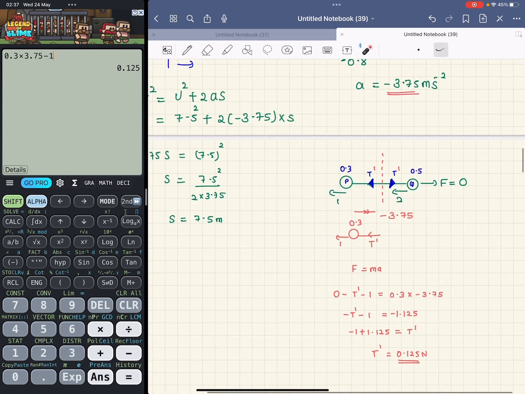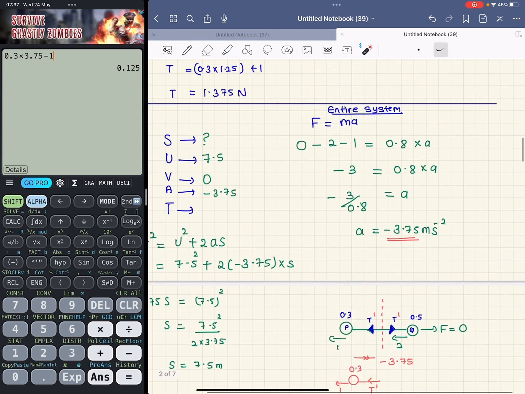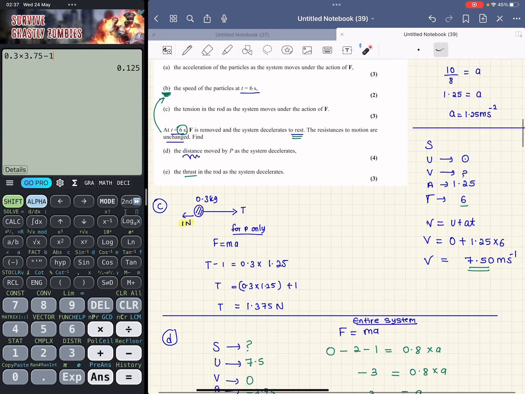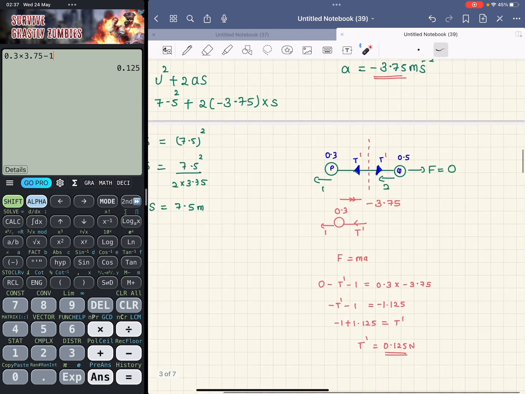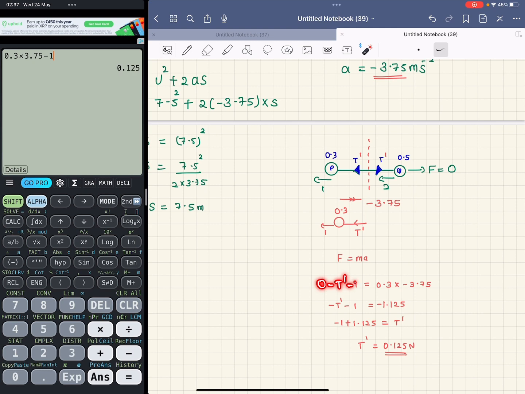And you may observe that I have put the arrow the other way around. In the previous question, when I was finding the tension, I did put the arrow the other way around. So T minus 1 in that question. And in this question, I have done 0 minus T dash minus 1.